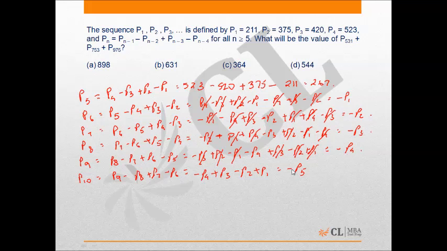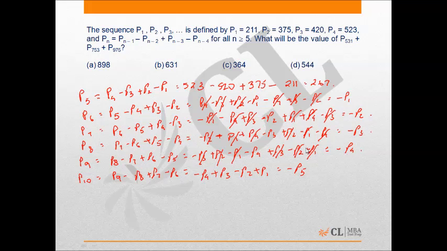So what we see is P6 is minus P1, P7 minus P2, P8 minus P3, P9 minus P4, P10 minus P5. So what is happening is, from P1 to P5 I have certain values, and P6 to P10 are the negatives of P1 to P5 respectively. That is, P6 will be negative of P1, P7 negative of P2, and so forth. So this pattern repeats for each set of 10 terms.